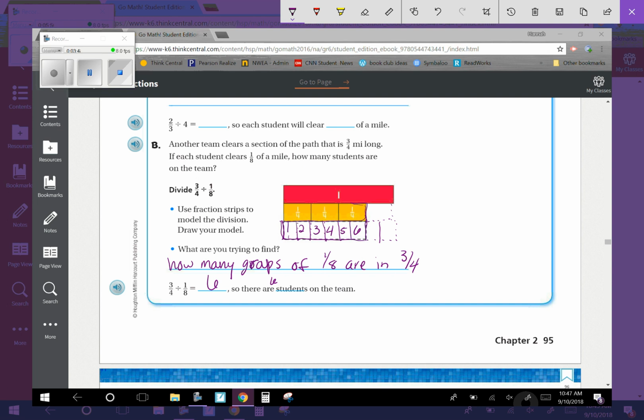So just like I did up above, I already knew how many groups, and then I had to find out how much area they cleared. But here they flip-flopped it. So they already told us that each student cleared that much. So now I was looking at how many groups there are. That's probably the most challenging part of this lesson, to understand which one they're asking.